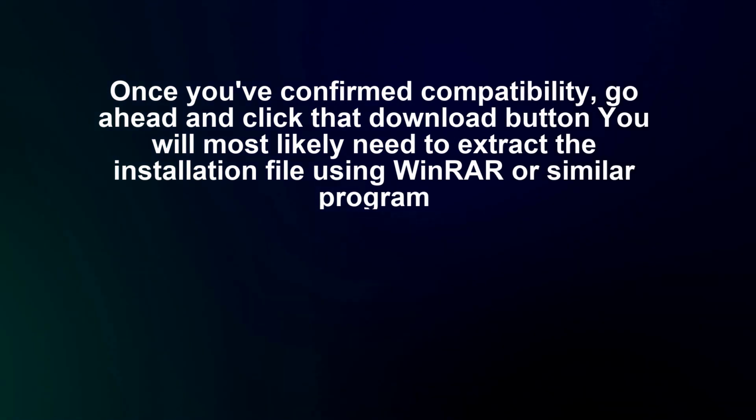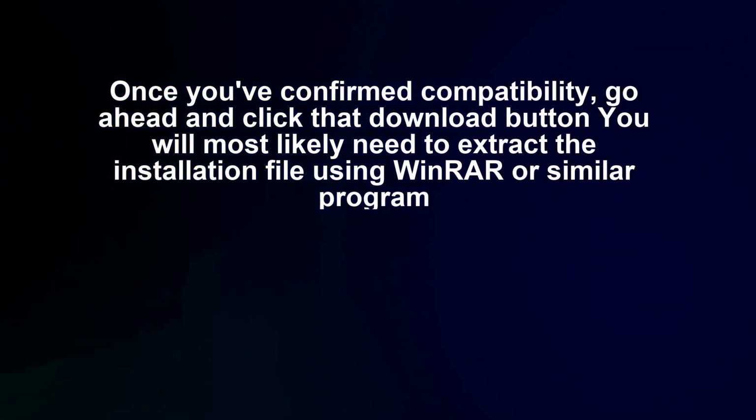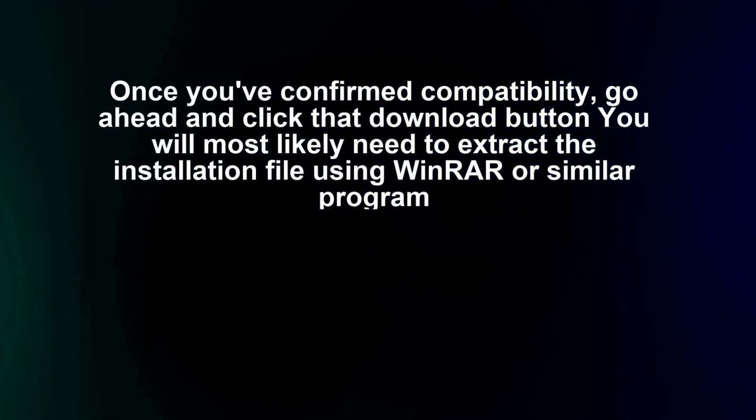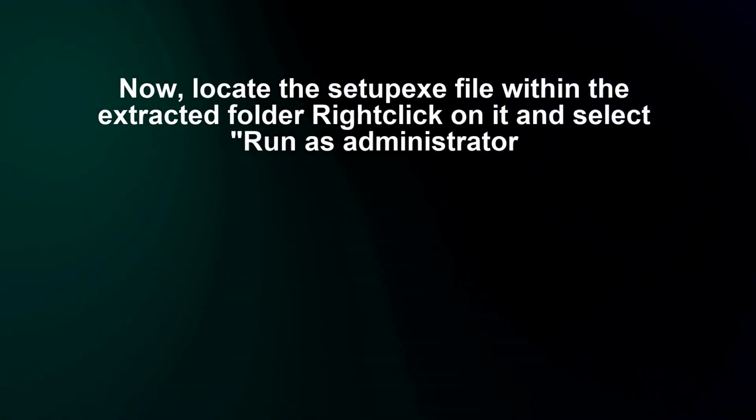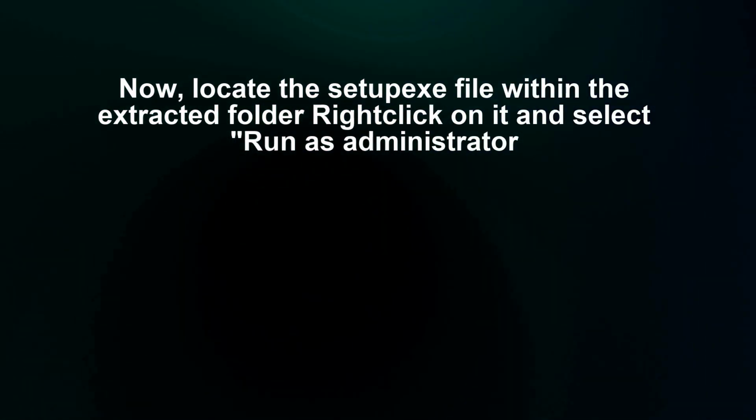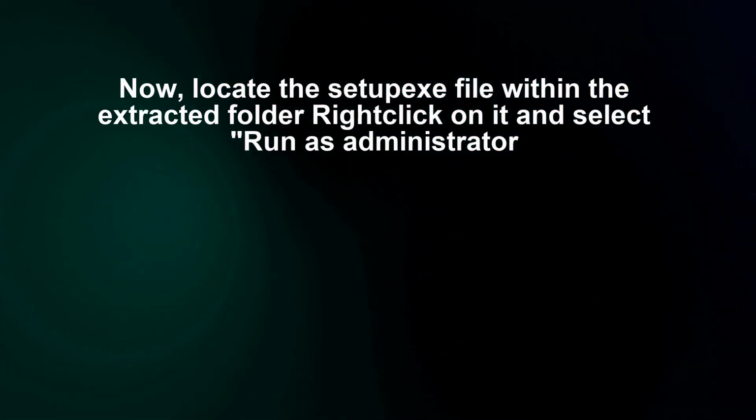You will most likely need to extract the installation file using WinRAR or a similar program. Now, locate the Getintopc file within the extracted folder, right-click on it and select Run as administrator.